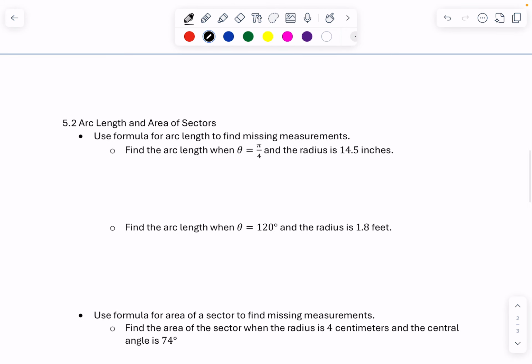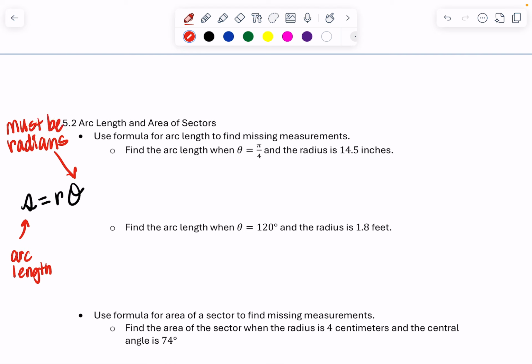All right, so in 5.2, we looked at the area of a sector, and you're going to need to memorize these formulas, okay? We also looked at arc length. To find the arc length, S equals R theta. Okay, so S is your arc length, and theta must be in radians. So if it's not in radians, we have to fix it. So just be careful with that. That was the key. You have to put theta in radians for this to work.